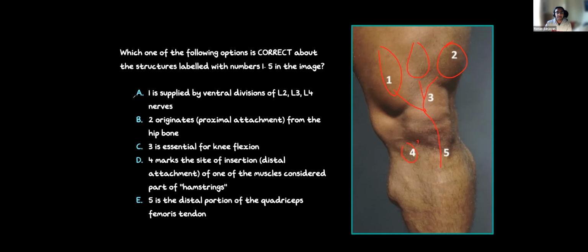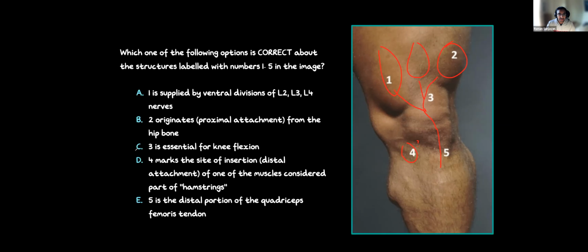All right, again, A, one is supplied by ventral divisions of L2, L3, L4 nerves. So one is a vastus medialis, most likely. Was that supplied by femoral nerve? That's femoral nerve roots. I think it was L2, L3, L4. Is it? Can't remember now. Anyway, whatever it was, I think it is L2, L3, L4. Someone correct me if I'm wrong, but I believe so.